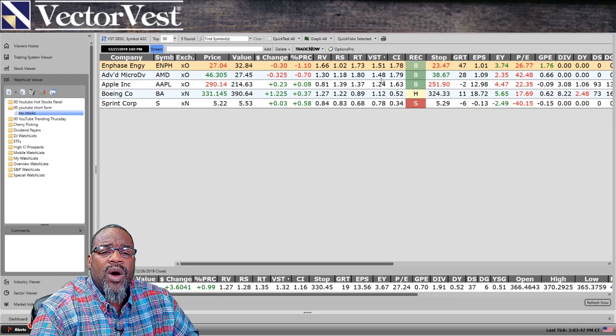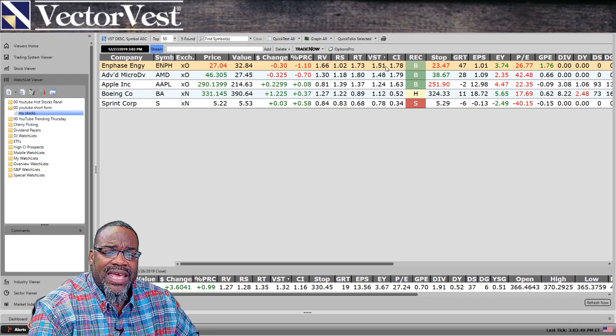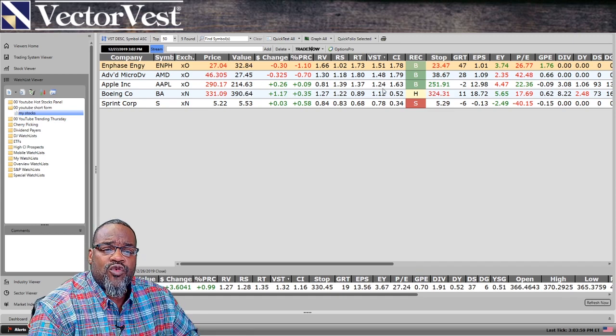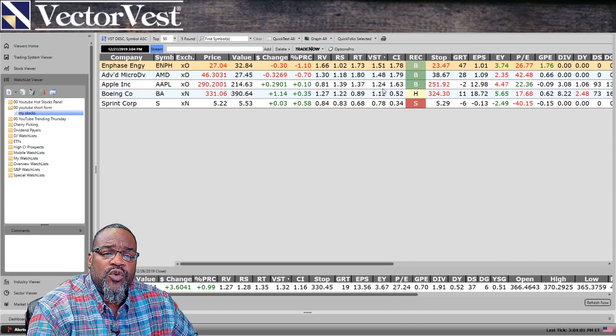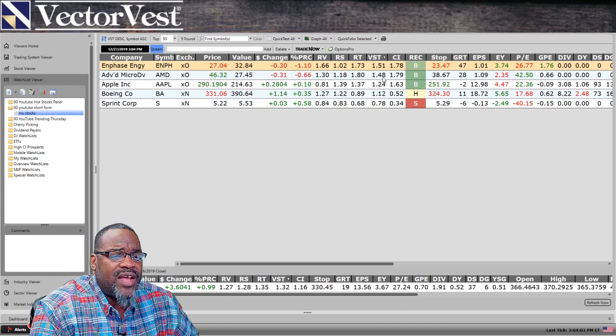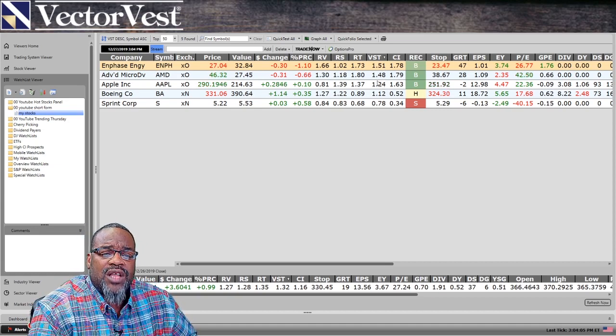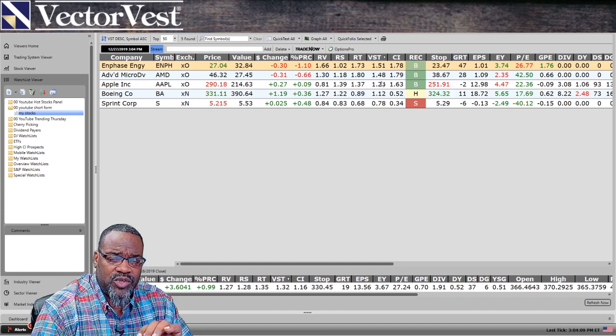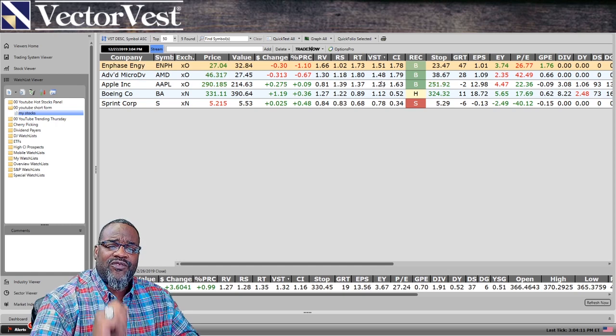Advanced Micro, 1.48, not far behind ENPH. It is a good combination of value, safety, and timing with 1.48. As we move over to Apple, above the value of 1, it has got a good overall ranking at 1.24. Not as good as Advanced Micro or ENPH, but still above the value of 1. All of these indicators are cast on a scale between 0 and 2, and above 1 is favorable.